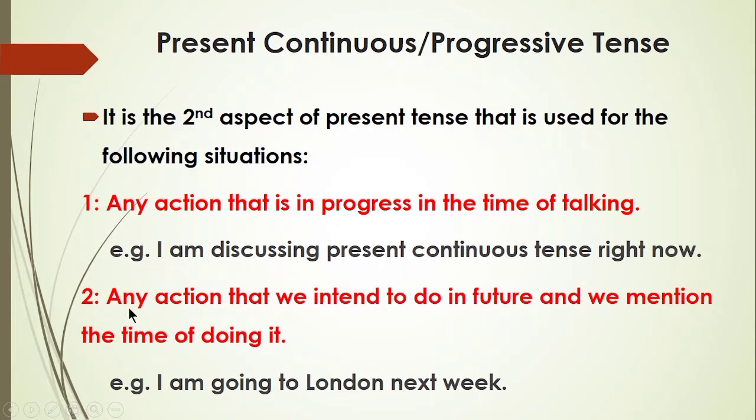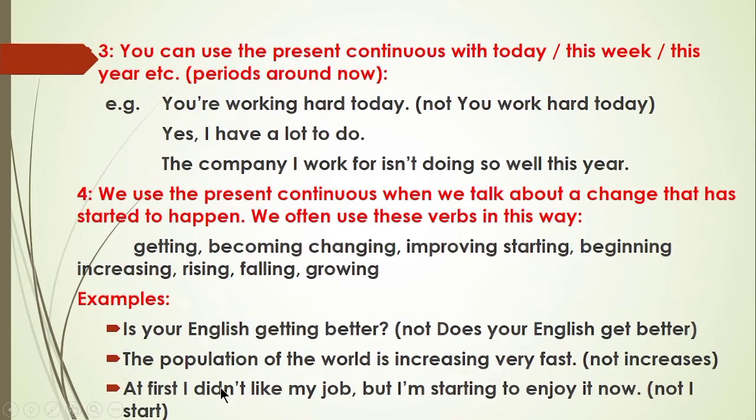Second is any action that we intend to do in the future and we mention the time of doing it. Remember, when we intend to do something in the near future and we mention the time of doing it, we can also describe that action in present continuous or present progressive tense. For example, I am going to London next week. So next week is the future, but I intend to do this action in the near future and I have mentioned the time, next week, so I can use present continuous tense.